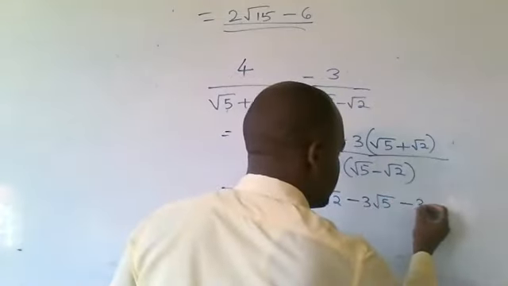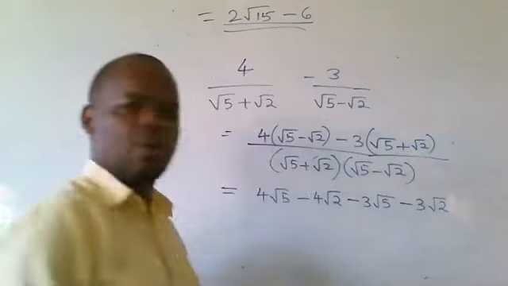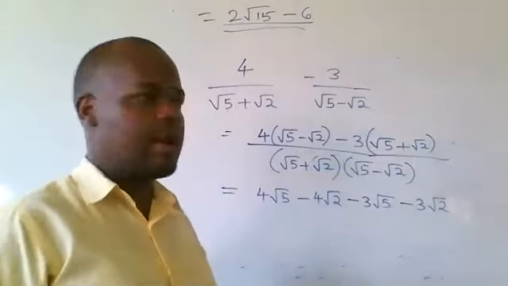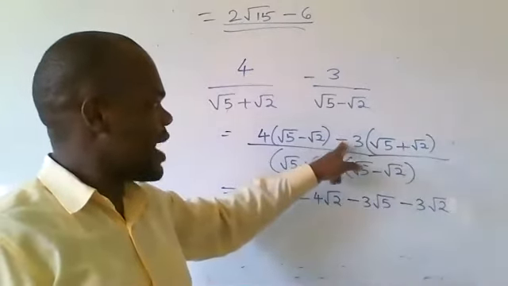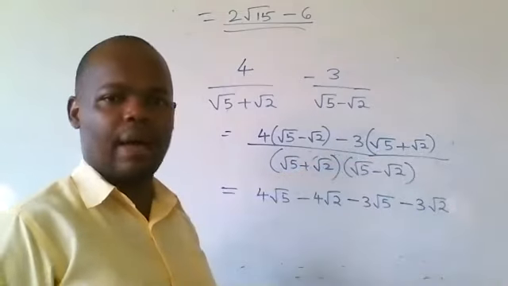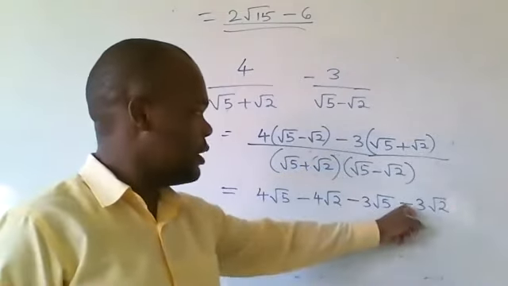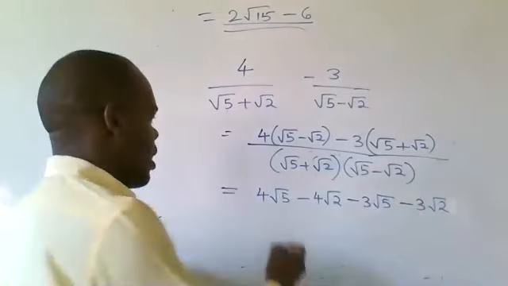Minus 3 square root of 2. Why? Because here you will see a student who has not gone to school properly, because minus and plus comes to minus. So you have to put minus there.